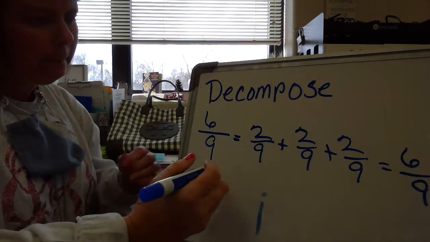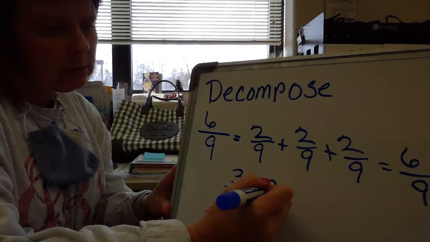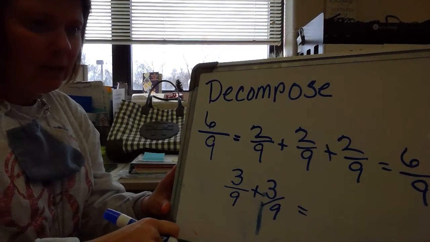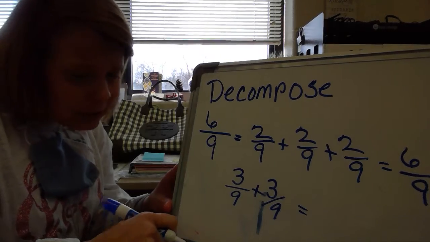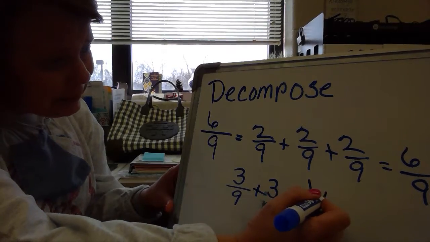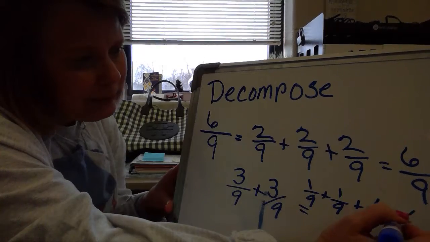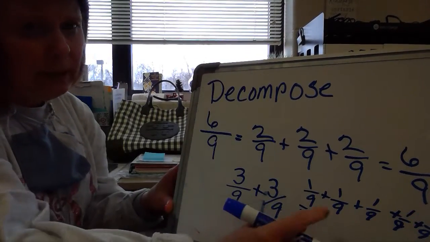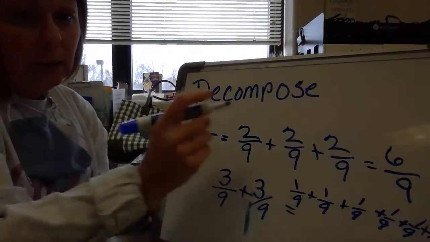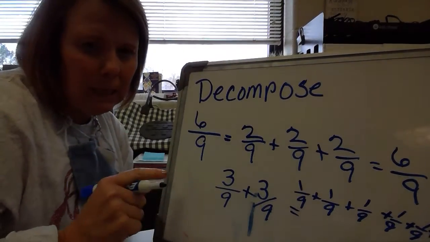Can you think of another way? How about 3/9 plus 3/9? Is 3 plus 3 6? Can you think of another way using unit fractions? I've got to write 1/9 how many times? 6 times. But does it work? It does. It just takes me a long time and I ran out of space. 1, 2, 3, 4, 5. There I go. There it is. Did you see it? So this is called decomposing fractions.